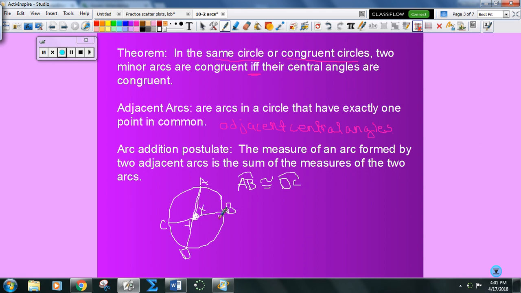Now using the same diagram, let's call this circle O. I can say that the measure of arc AB plus the measure of arc BD is equal to the measure of arc ABD. And that's the arc addition postulate, because AB and BD are adjacent arcs, they only share a point B that's on the circle.